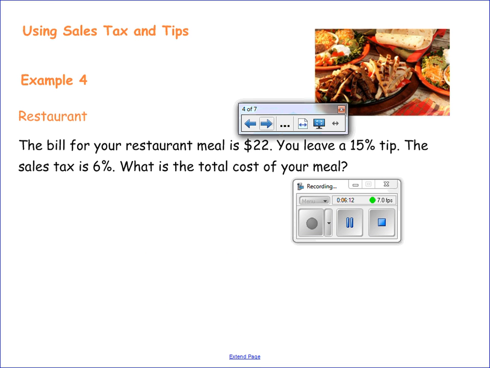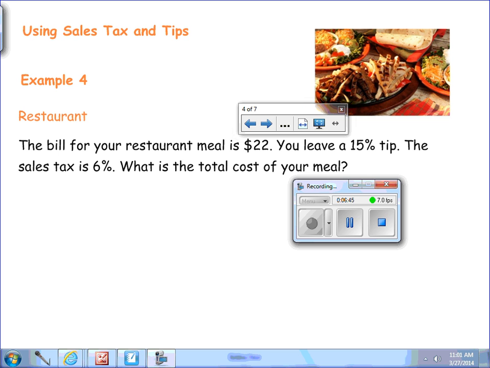Okay, you're going to be talking about using sales tax and tips. Again, another life lesson for you. Example 4, you go into a restaurant and the bill in your restaurant is $22. You leave a 15% tip. The sales tax is 6% on the $22. What is the total cost of your meal? So you need to determine what is 15% of 22 if your service was good. Then you need to also determine what is 6% of $22.